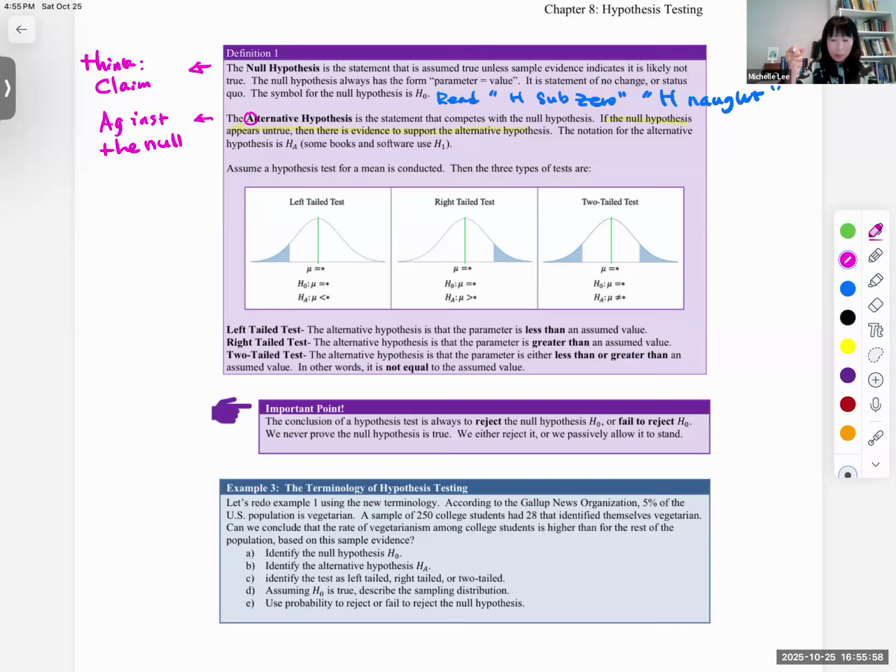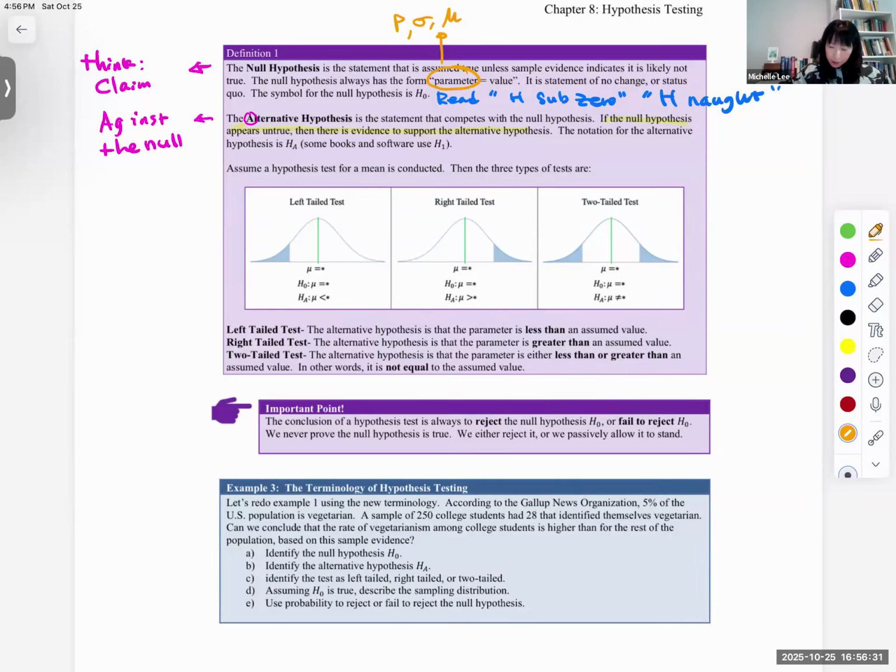So what was the parameter? Let's talk about that. A parameter is based on the population. We have P, which is the population proportion, sigma, which is the population standard deviation, and mu, which is the population mean. So those are parameters. The value is the number.